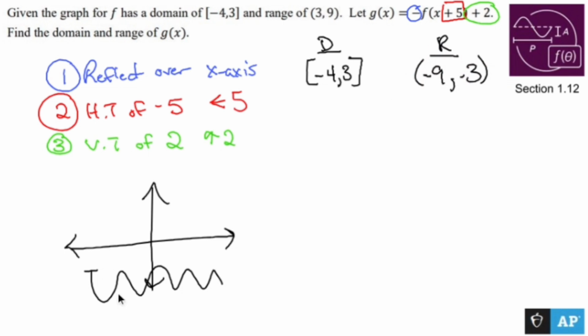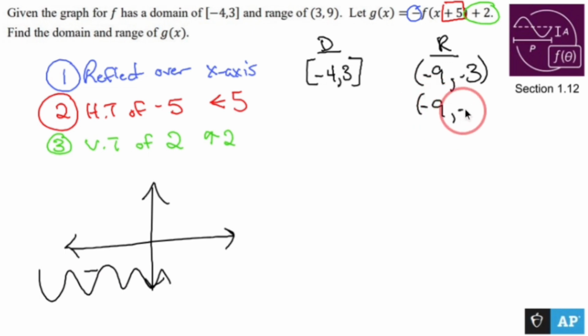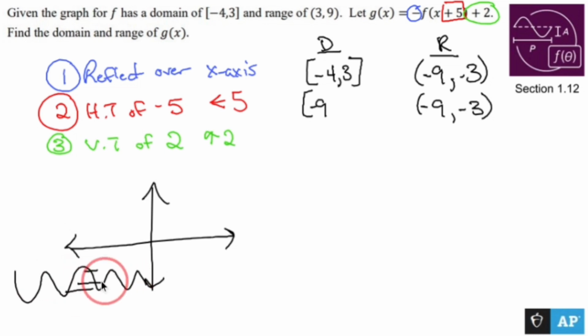Now what I do is I move 5 spaces to the left. 1, 2, 3, 4, 5. Now, how does that affect my range? It doesn't. So right now, my range stays the same. How does that affect my domain? Well, if I move left 5, that means I subtract 5 from the x values of my domain. -4 went to -9. And regular 3, which was over here, went to -2. So maybe this picture should be a little bit more over here. Okay? So 3 becomes -2.